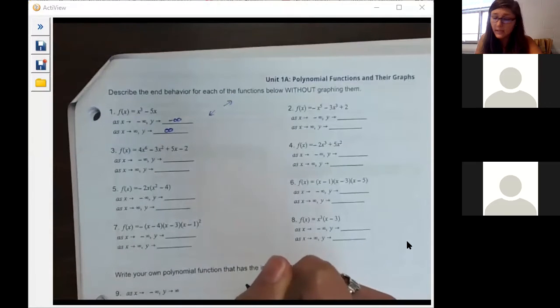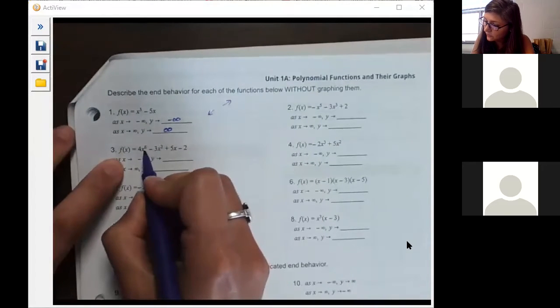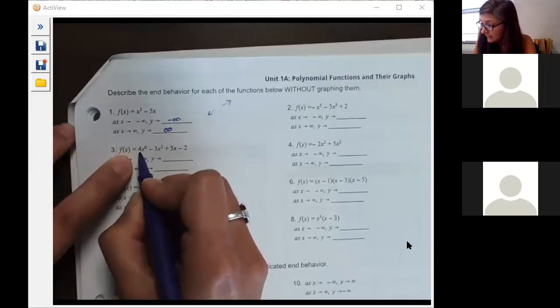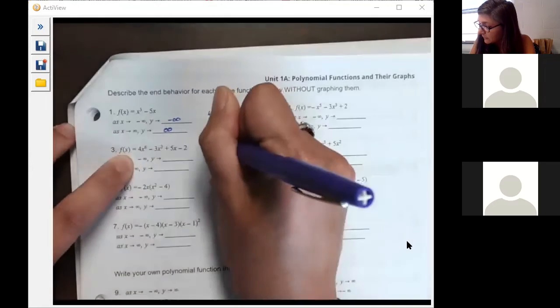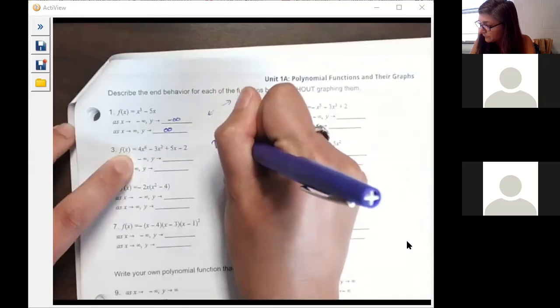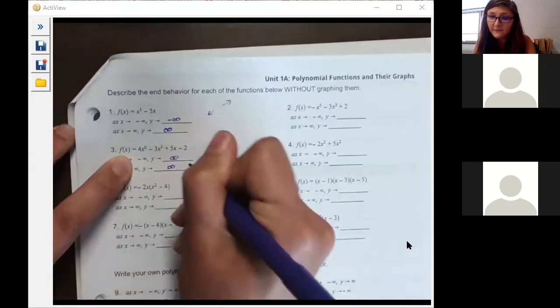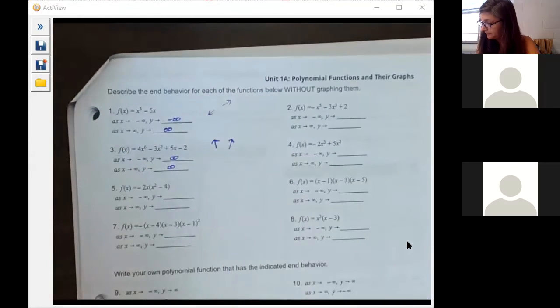Okay. If I take a look at this next guy, number 3, even means they're going to go the same direction, even degree. Since my leading coefficient is positive, they're both going to go up. Since they're going up, that's infinity or positive infinity.